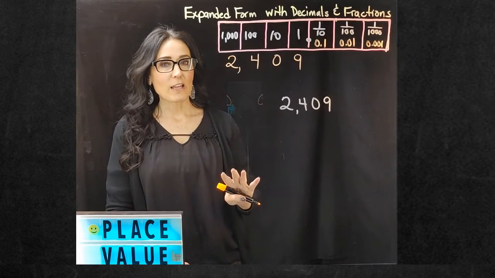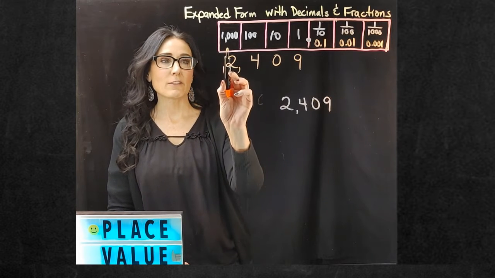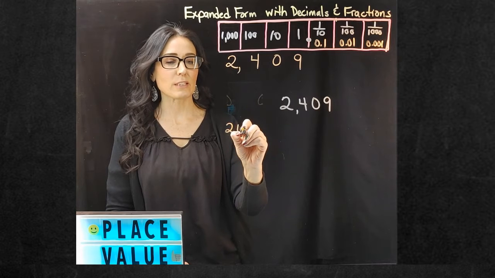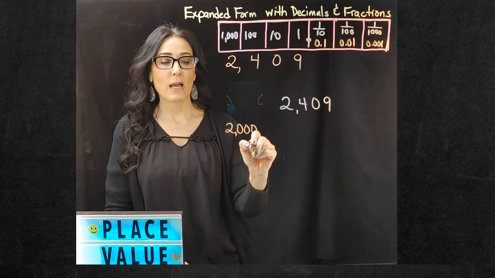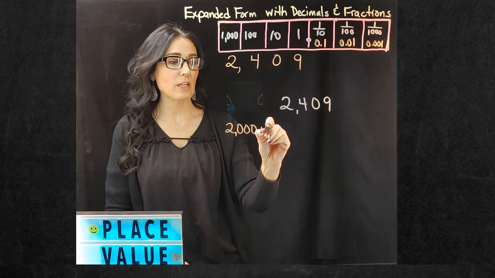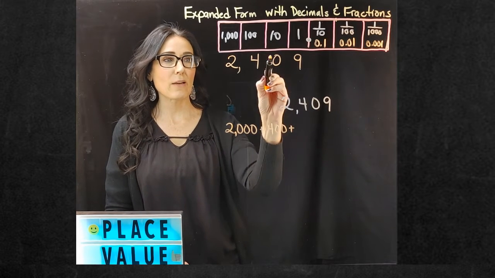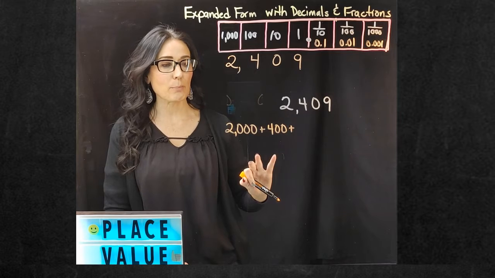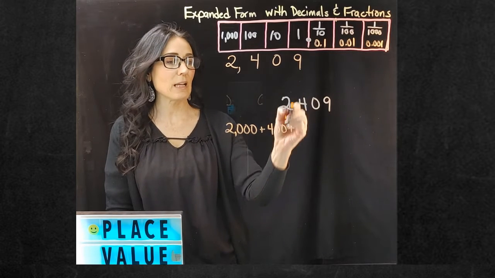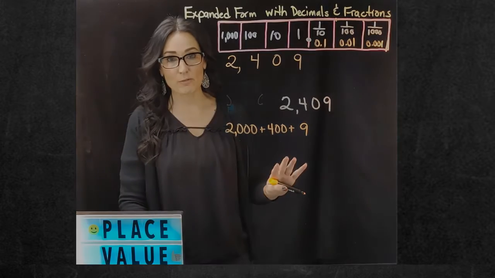So first off, let's just do expanded form. So we're going to take this number. It has a value of 2,000. So I want to write 2,000 plus 4 has a value of 400. So I'm going to add 400. Now I do not have any tens, so I'm going to leave that blank. I'm going to skip that and go over to my ones place, and I have 9 ones. So that is how you write expanded form.